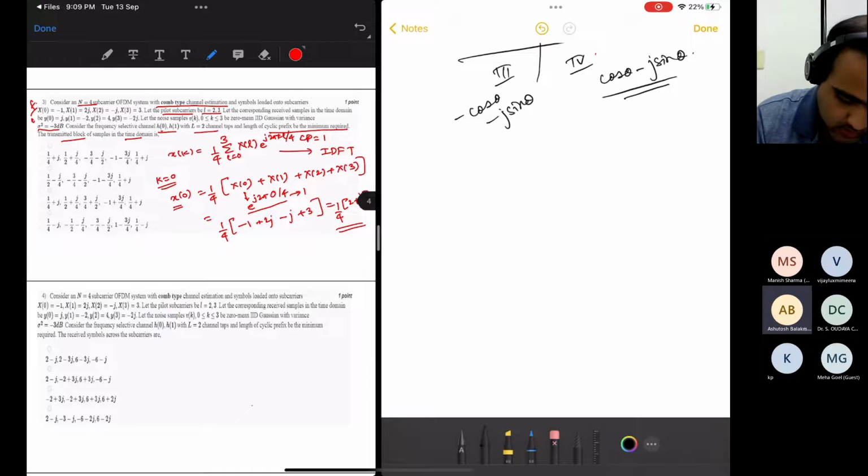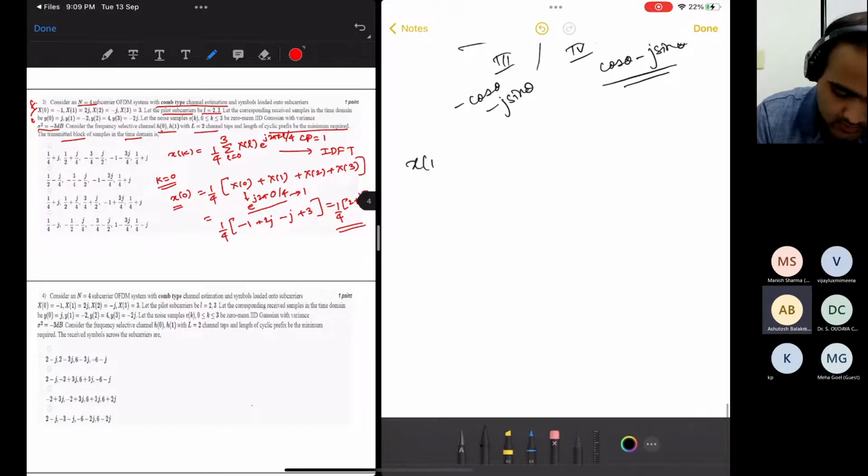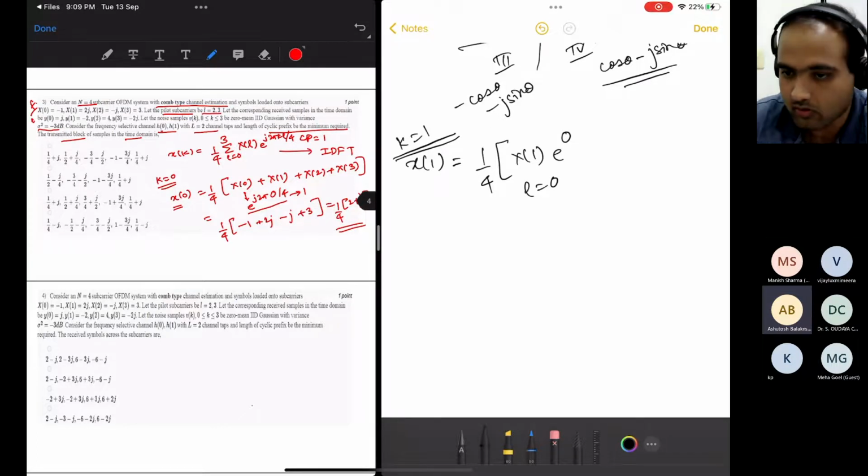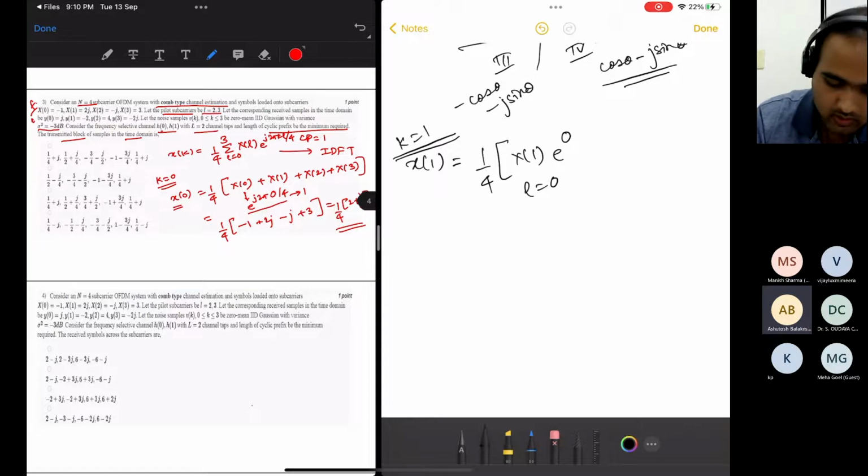As we computed x0, let us see what x1 comes out to be. What will be x1? It will be again 1 by 4 times x0 e to the power 0, at L is 0 and for k is 1. So we are going to compute for k is 1. First we take L0, then L1, L2 and L3, and we need to sum all these four terms together.